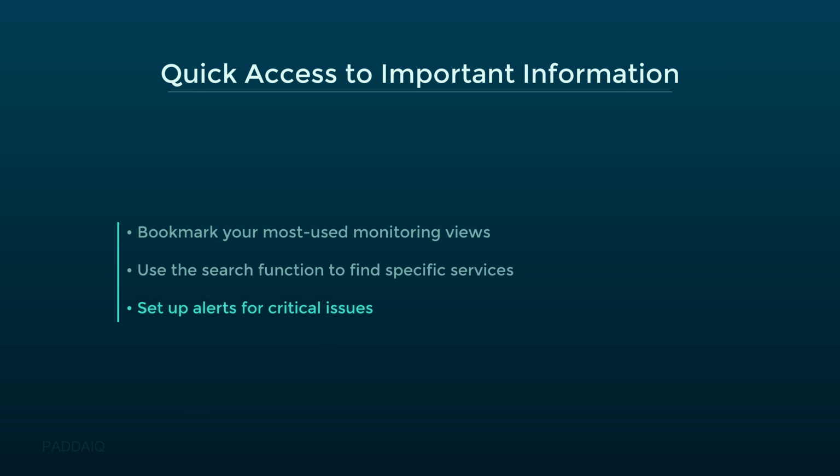Set up alerts for critical issues. This means configuring your system to automatically notify you when important problems occur so you can act quickly. For example, if your application's memory usage gets too high, you'll receive an immediate email or message. Staying proactive with alerts helps prevent small issues from becoming major disruptions.